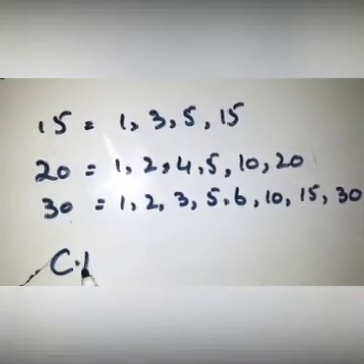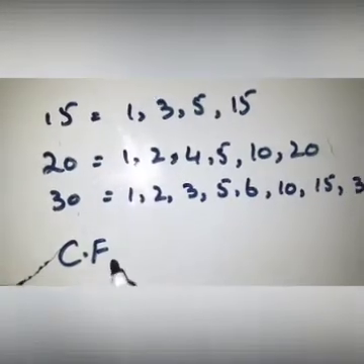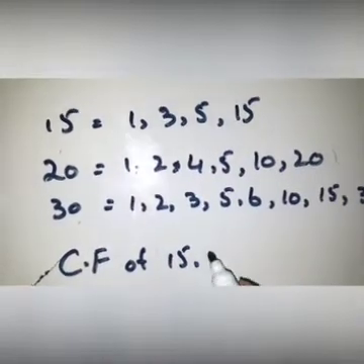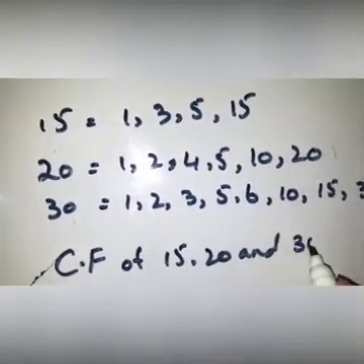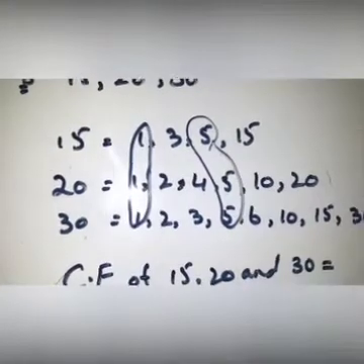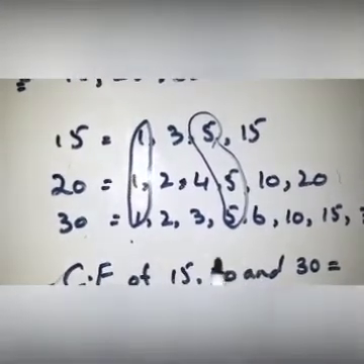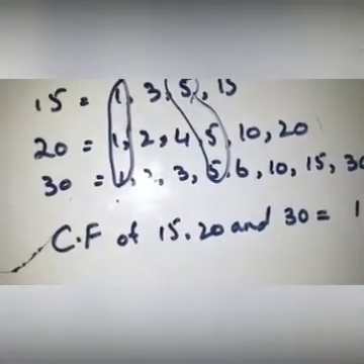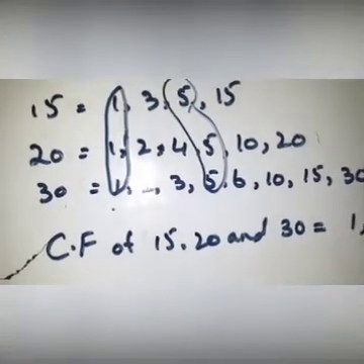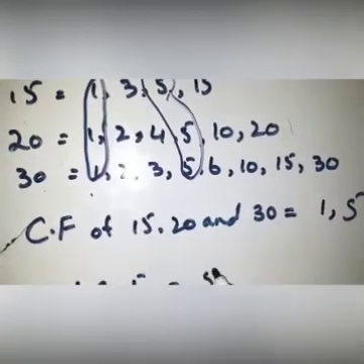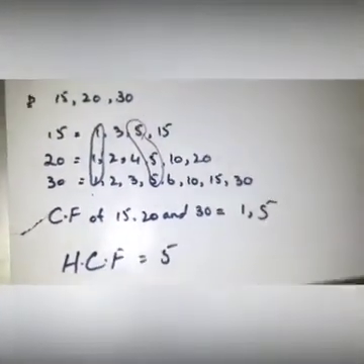Now what does CF mean? It is the short form of common factor. CF of 15, 20 and 30: 1 is a common factor, 5 is a common factor. So 1 and 5 are the common factors, and you will write 1 and 5 here. So what is the HCF of these values? 5 is the highest common factor. So the answer is 5. So you can see that question.